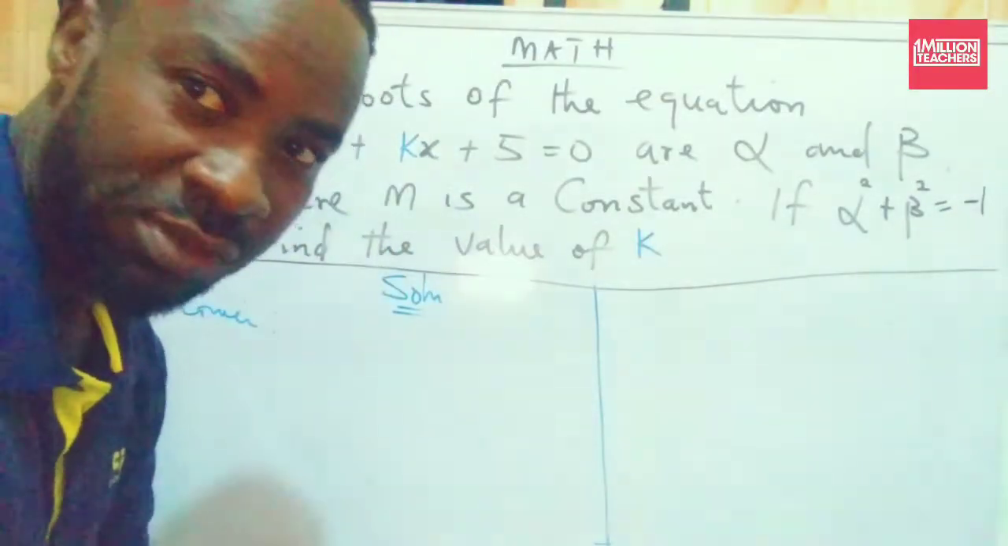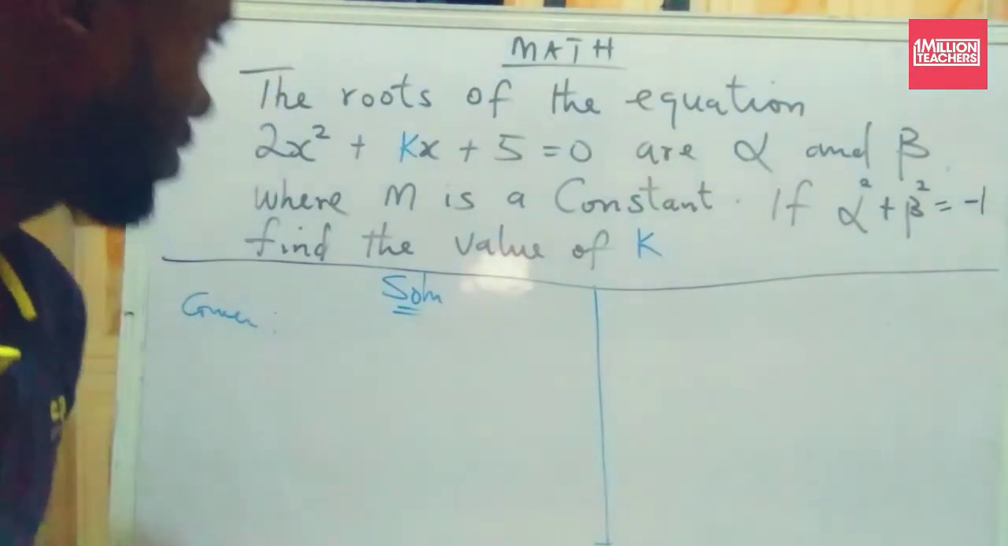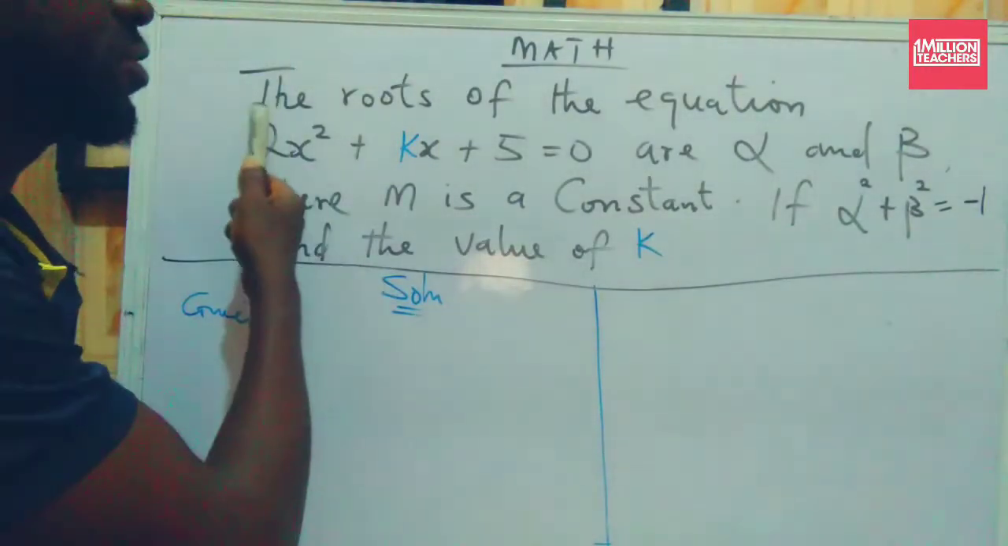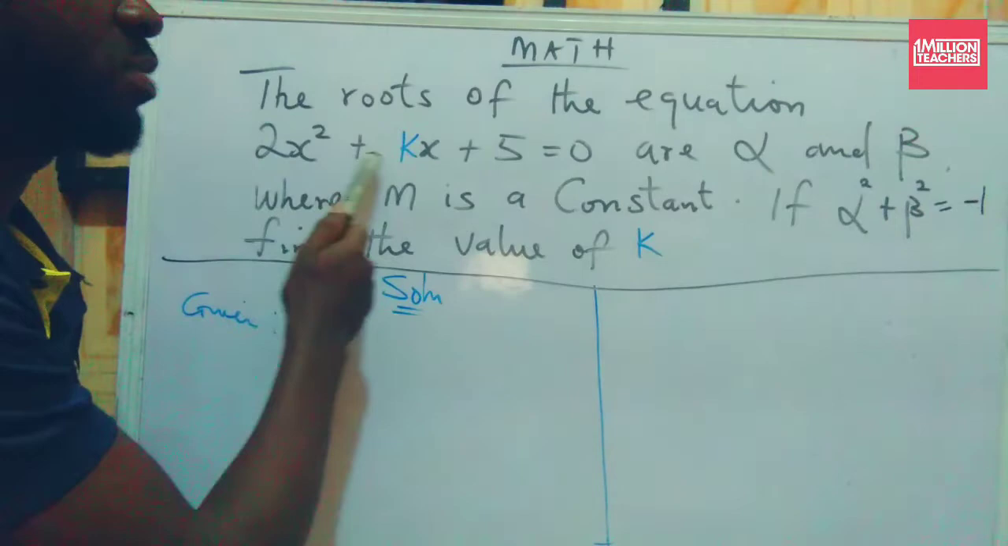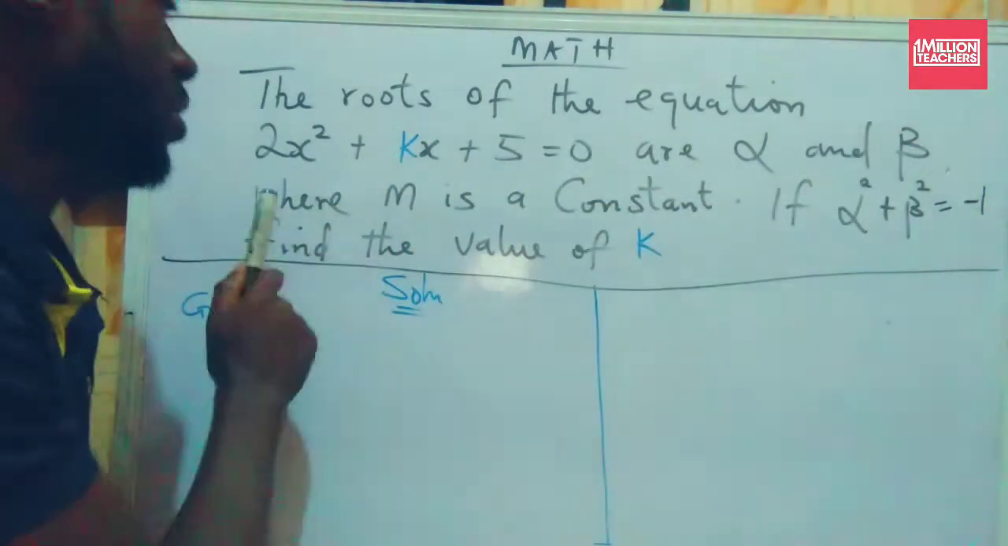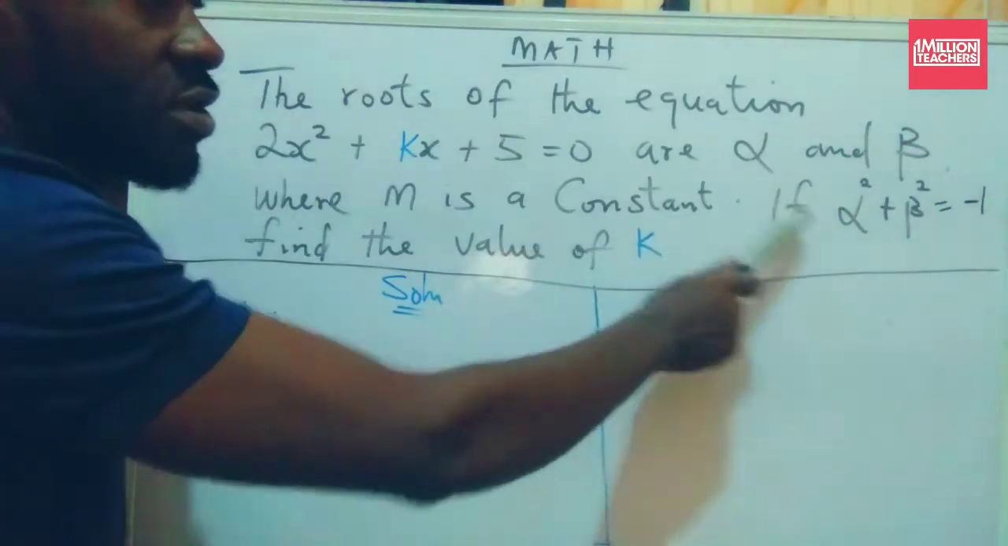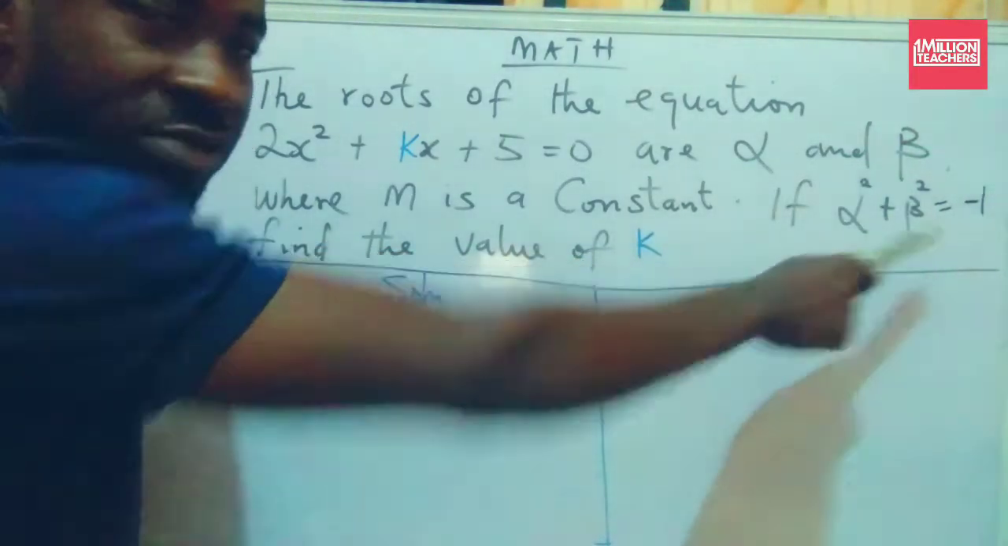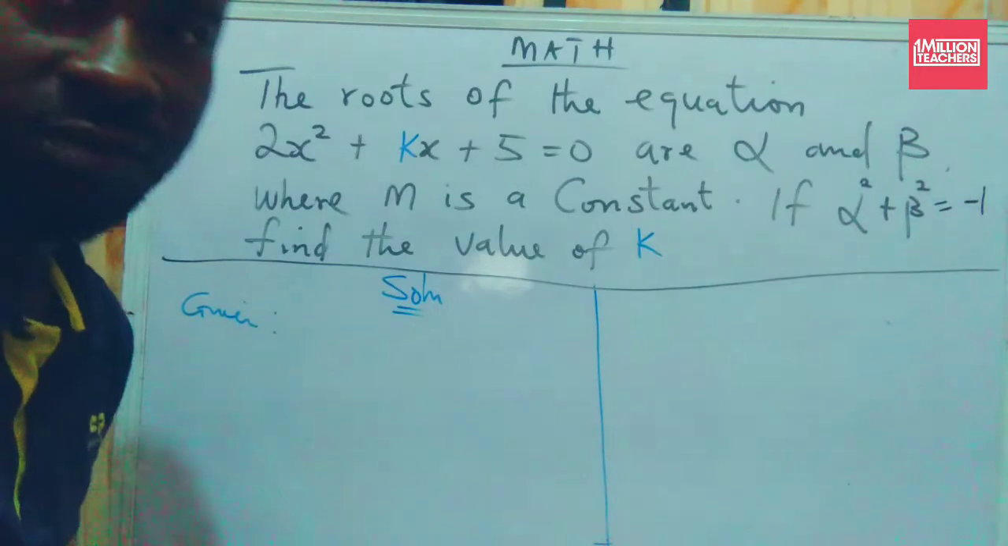Today I have a question on the board. It says the roots of the equation 2x squared plus kx plus 5 equal to 0 are alpha and beta, where k is a constant. If alpha squared plus beta squared is equal to minus 1, find the value of k.